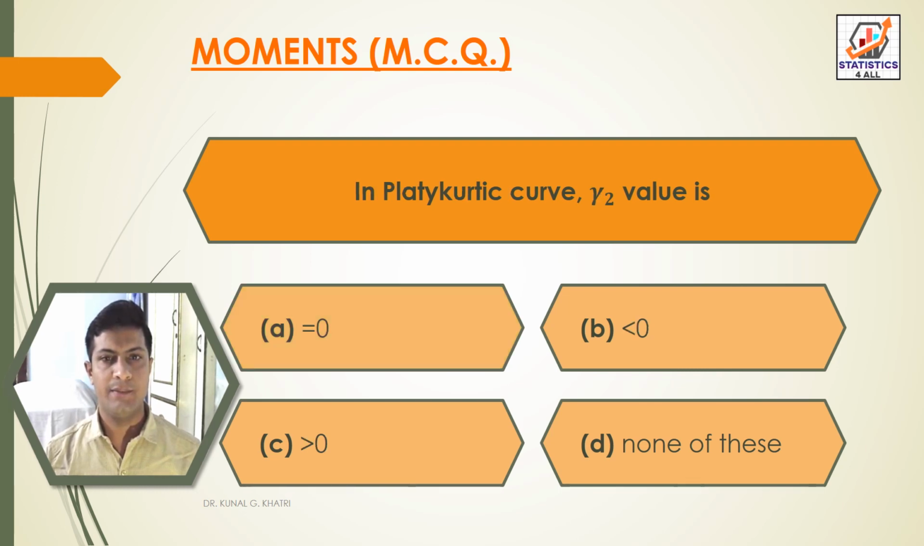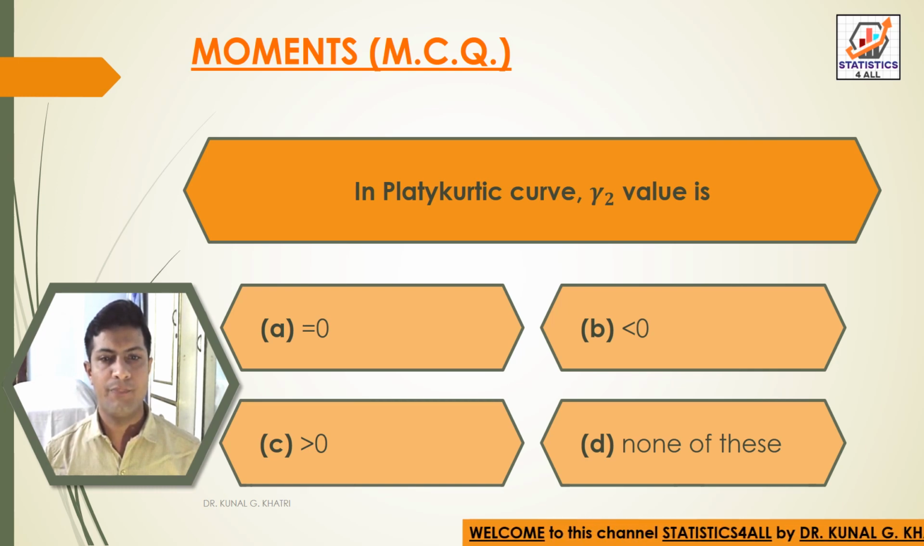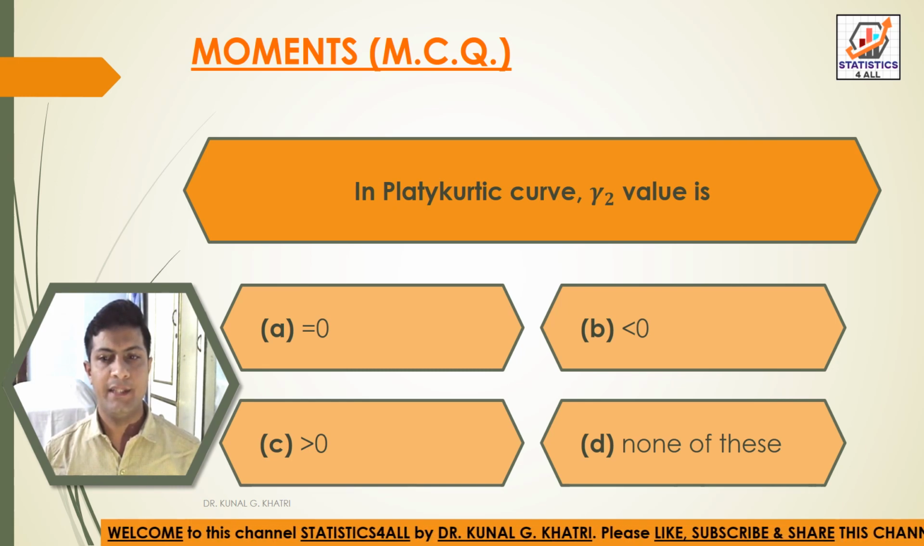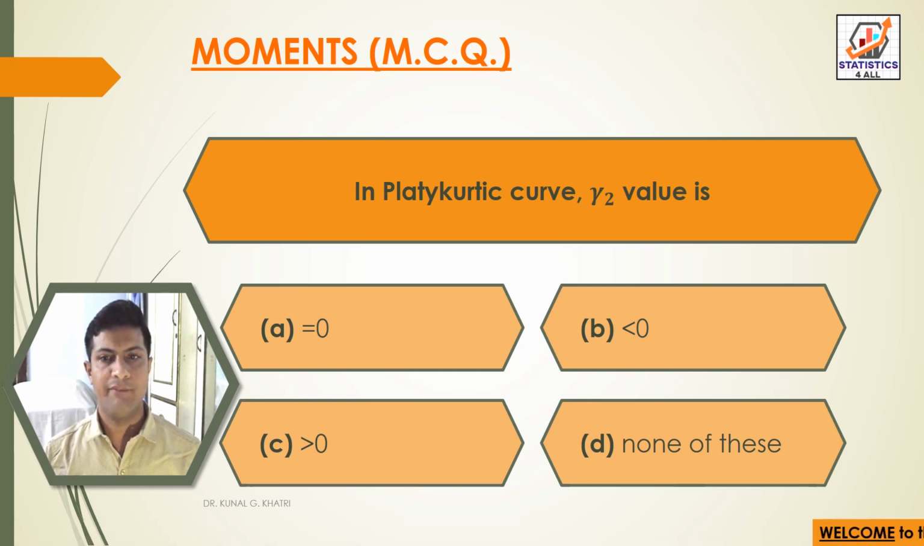Next question. In platykurtic curve, gamma 2 value is option A is equal to 0, option B less than 0, option C greater than 0, option D none of these. So here we have answer option B less than 0. In platykurtic curve, gamma 2 value is less than 0.